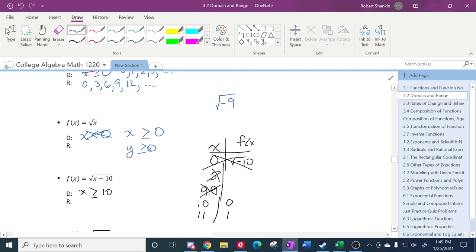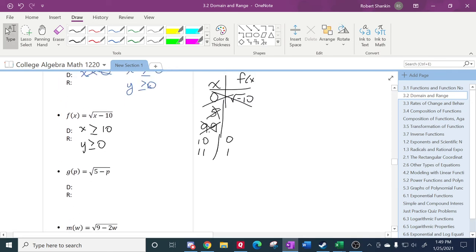And the range, now when I put 10 in, what am I going to get as an output? 0. And then I'm going to get bigger and bigger numbers as x is bigger than 10. So the y will be greater than or equal to 0. I'm going to get that 0 when x is 10, but I'll never get negative numbers. When you take the square root of a number, you're going to get a positive result each time. Any questions?